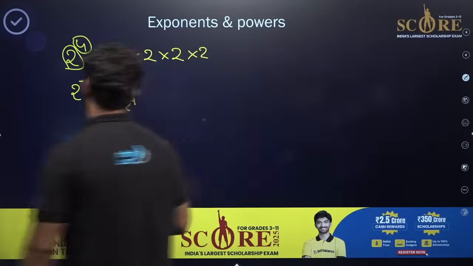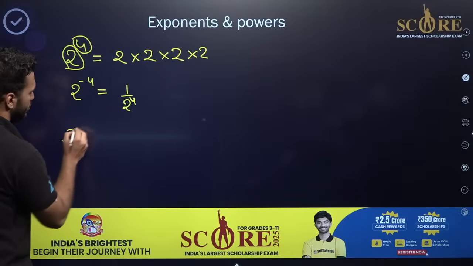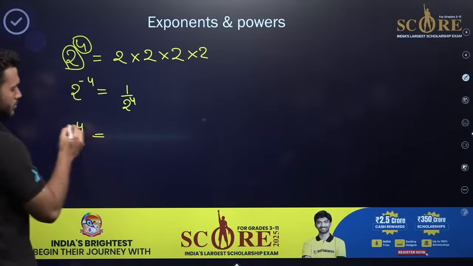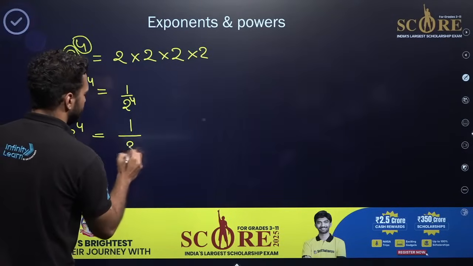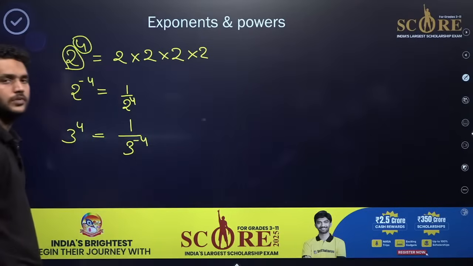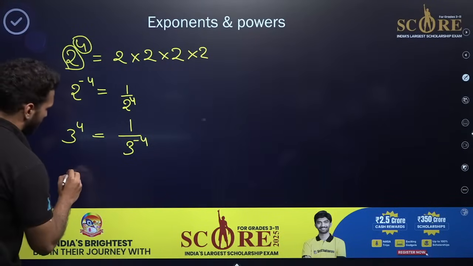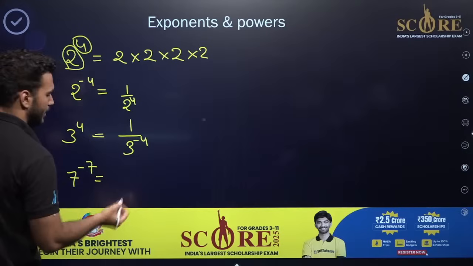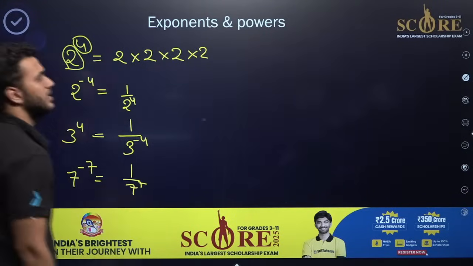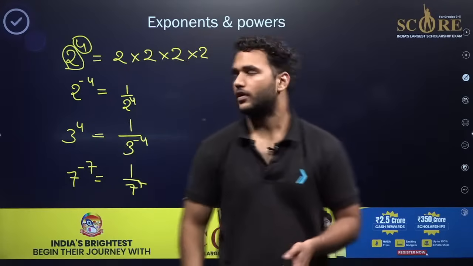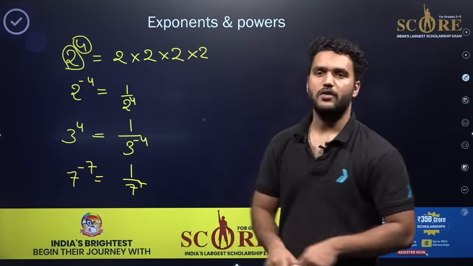What does it mean, sir? Let's say if you have 3 to the power 4 and I want to write this in the denominator, I can write it in this way, 3 to the power minus 4. Is it clear? Now I want to write this, I can write it in this way. Is it clear?